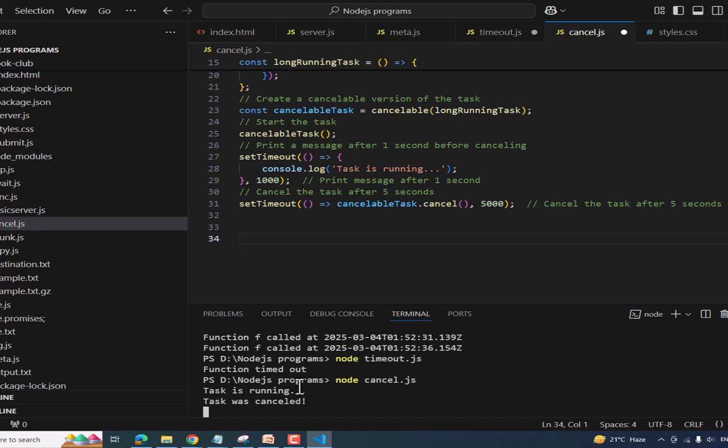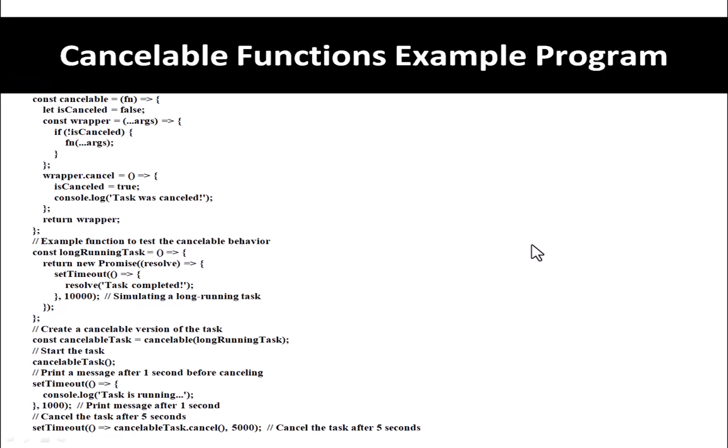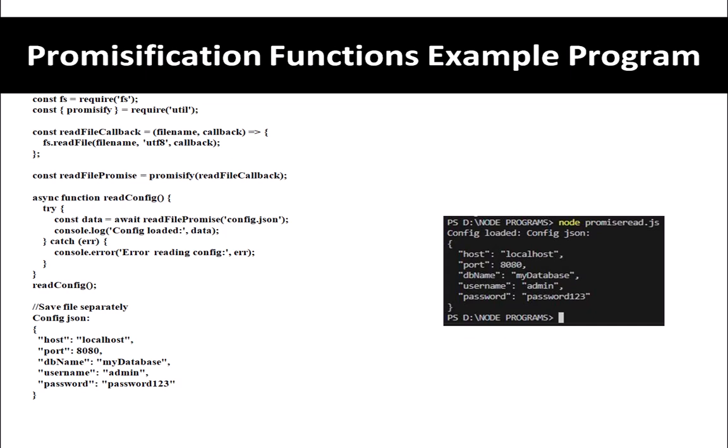So now we have executed the program and it is showing the task is running. It will take 5 seconds and then the task is cancelled. Now it will return to the original program. So whatever timing we have mentioned in the program, 10 seconds and 5 seconds, based upon that it will be printing the message before the cancelling.